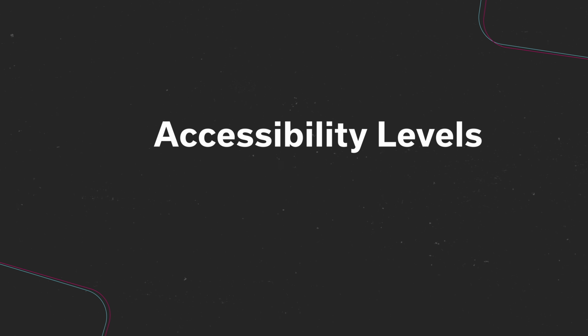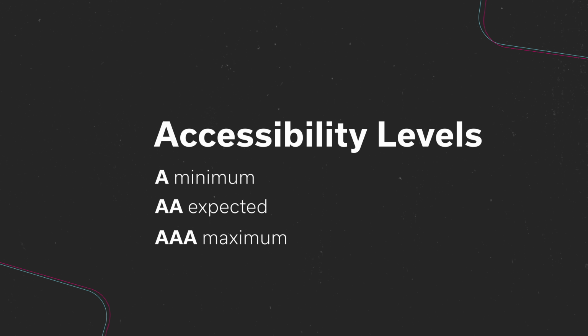WCAG describes 3 levels of web accessibility, where A is a minimum, AA is recommended, and AAA is the highest and the maximum level of web accessibility that we should always strive for. It is very important for us as developers to meet the requirements included in WCAG, because there have been many lawsuits against companies that haven't been creating software that is accessible enough.